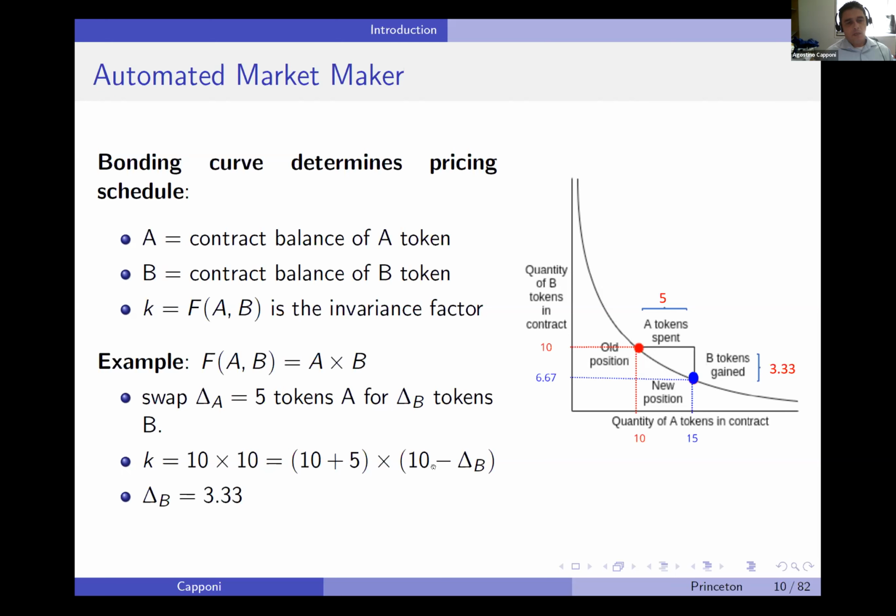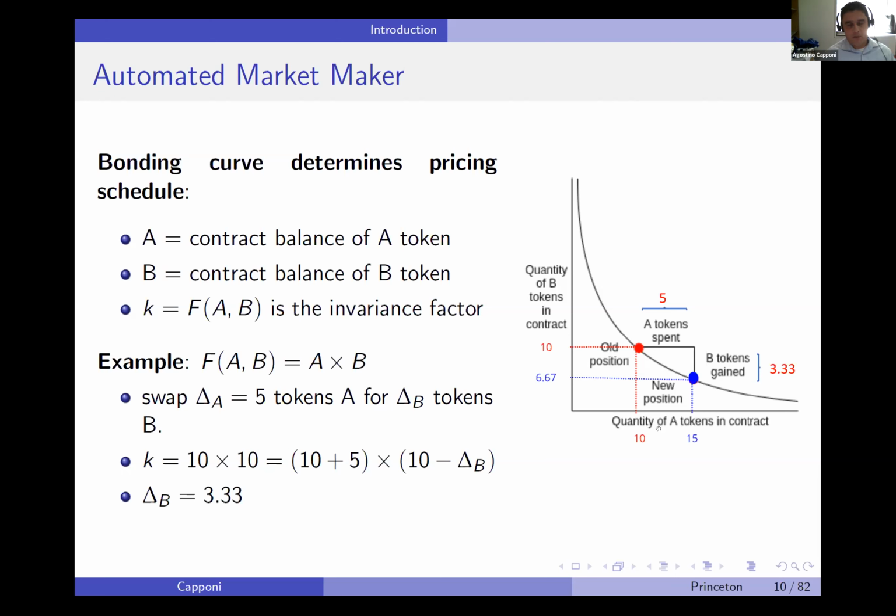So the amount of token B that I can get out has to satisfy the relation that (10 + 5) times (10 - delta B) has to be equal to 100, which means that I will get out 3.33 tokens, right? I'm depositing 5 and I'm getting less than 5, whereas in the very beginning, the exchange rate was 1 to 1.